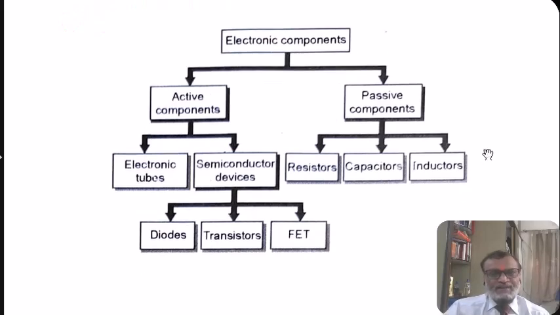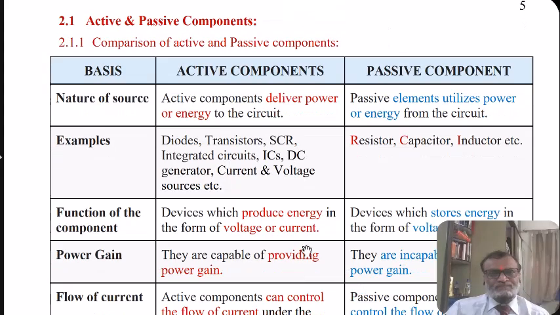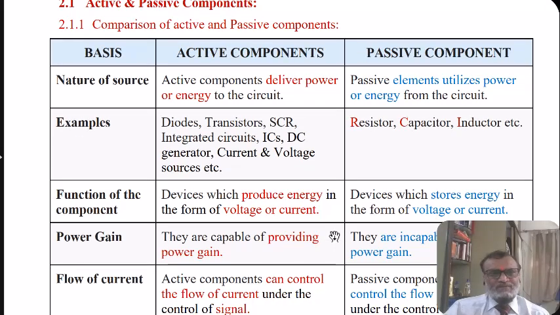The semiconductor devices can be a p-n junction diode, transistors, and FETs. So all of the semiconductor devices come under active components. Let us see the comparison of active and passive components on various bases.